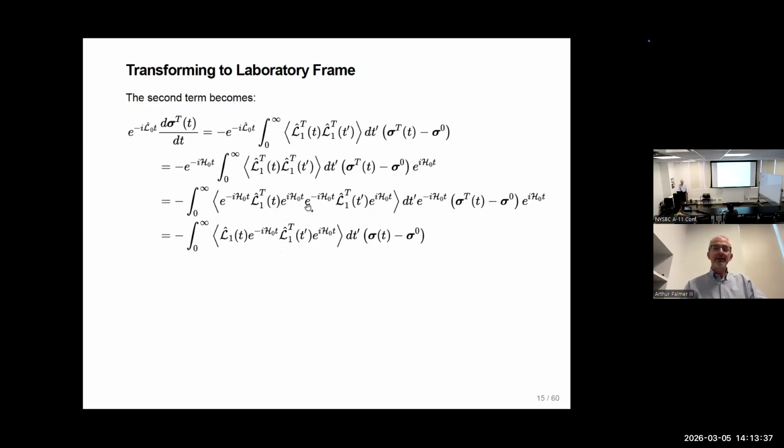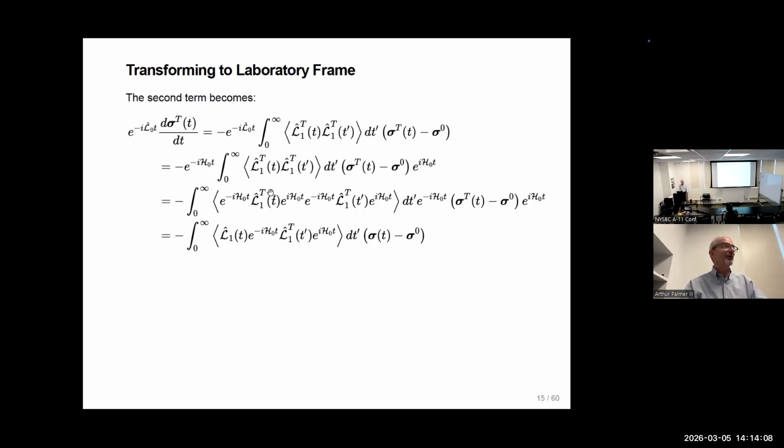And the tricky bit is here. I'm left with the unitary transformation with respect to t of something that depends on t prime, and that I've not encountered before. I just can't write that as L1 of t prime because the time variables are different. So this part is the hard part.